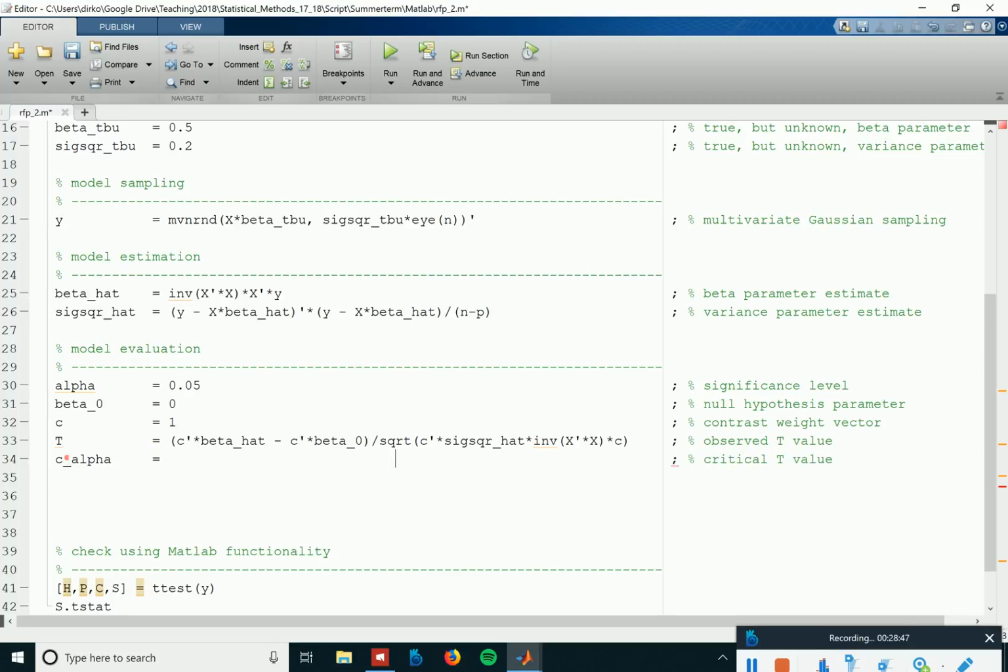So how do we get that? Well, the function is called ICDF, and we have to call it for t and for our n minus p degrees of freedom. But what do we actually want from this function? And how do we get that? So the alpha. And do we then get it?